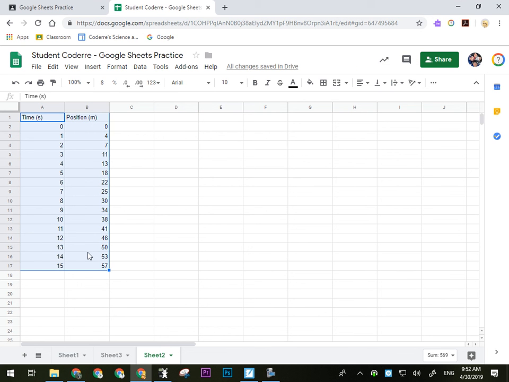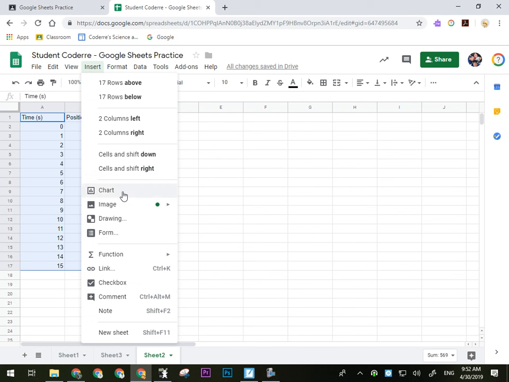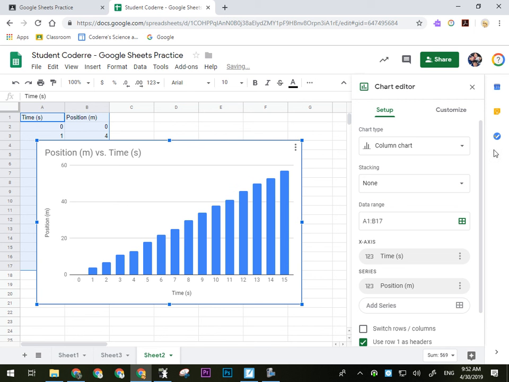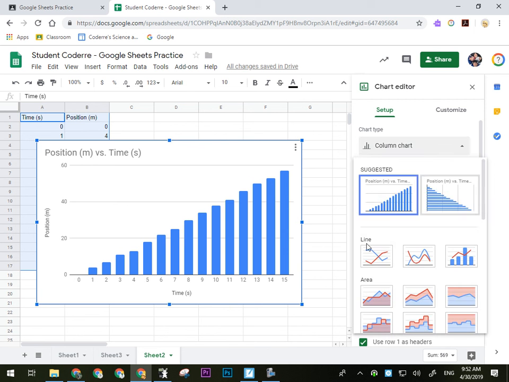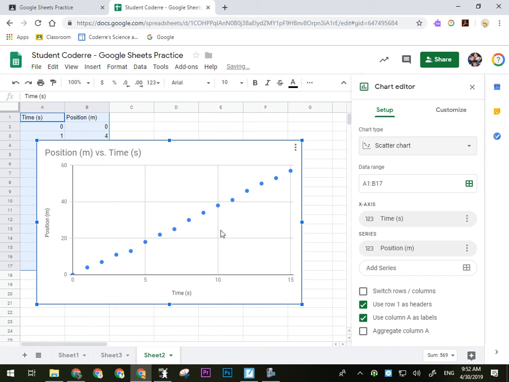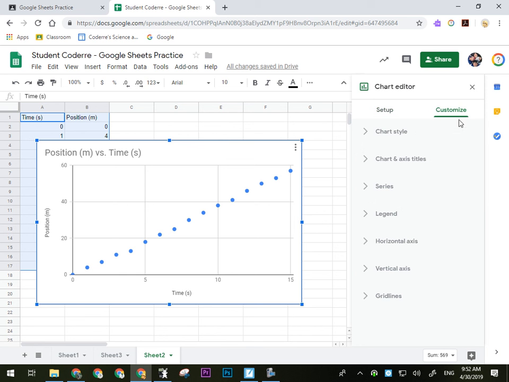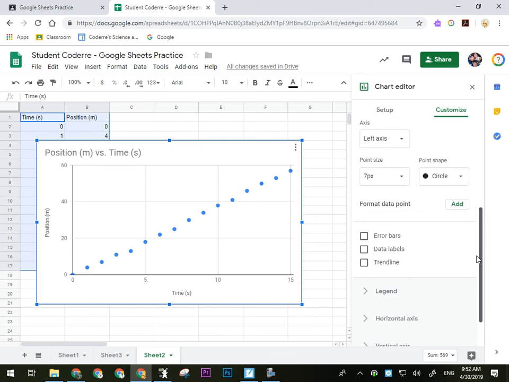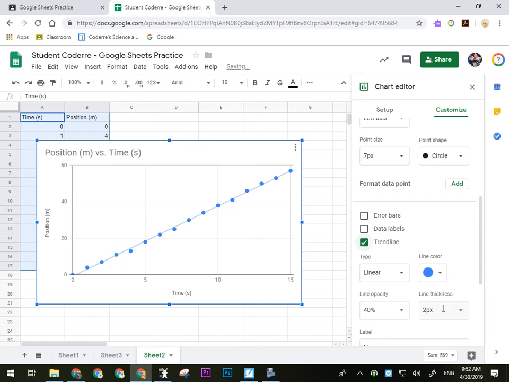Okay, so we'll highlight all of it. We'll insert the chart. And obviously we want the scatter plot. And then we will go to customize. I'll just leave the title on there for now. We'll go to series. We'll put on the trend line.